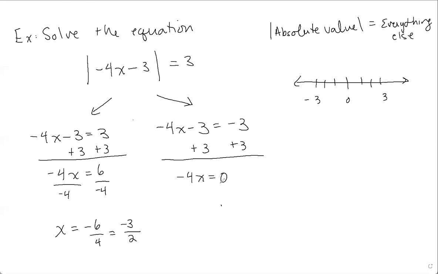Having a 0 is okay as long as it's in the numerator. Notice it will be in the numerator when we divide both sides of this equation by negative 4. And we know that 0 divided by anything except for 0 itself will always give us 0. So our two solutions for this equation are 0 and negative 3/2.